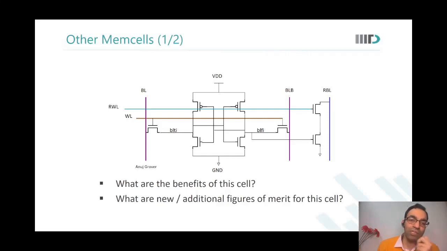Yes. See, now earlier what was happening? When I was reading, there was a bump that would appear on BLTI or BLFI. So my read operation, my cell was very susceptible to failure. Now what has happened? I can read and there is no impact on the cell stability.